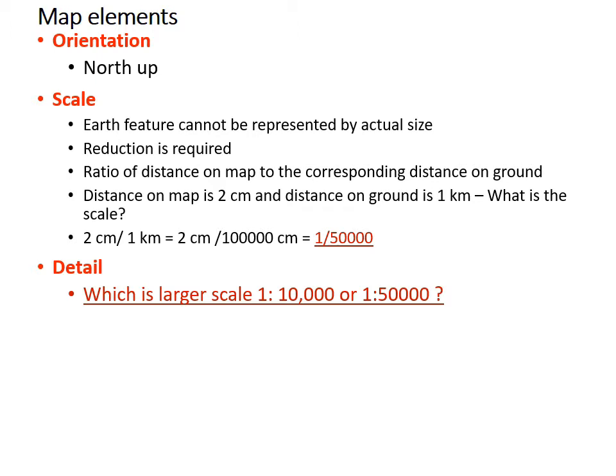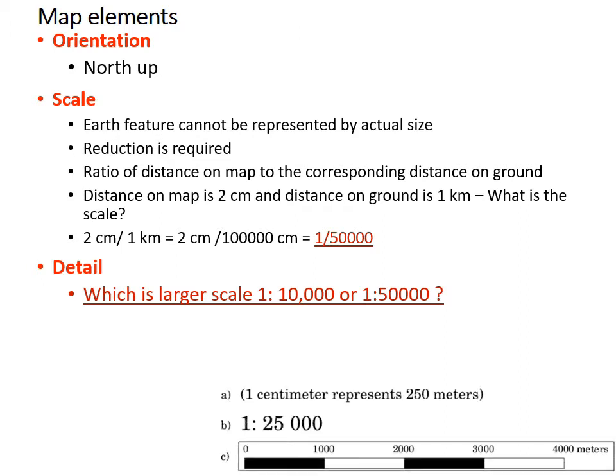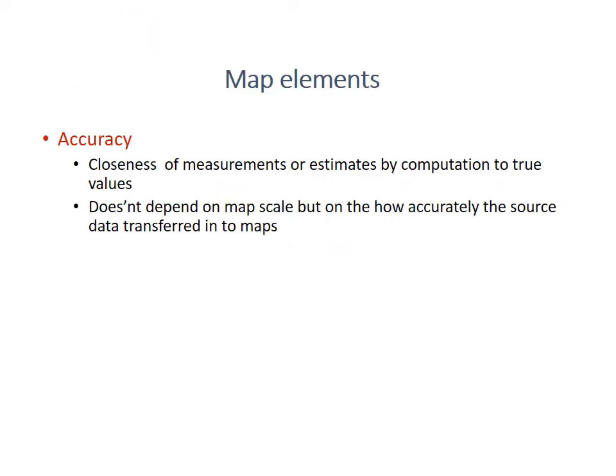Small scale maps generally show less detail than a large scale map, and every map will have the scale representation. It can be a verbal scale, like 1 centimeter represents 250 meters on the map, a ratio scale, like 1 is to 25,000, and the third one is the graphical scale. Depending on the way in which we want to convey the information to the user, we can select the appropriate scale for our map.